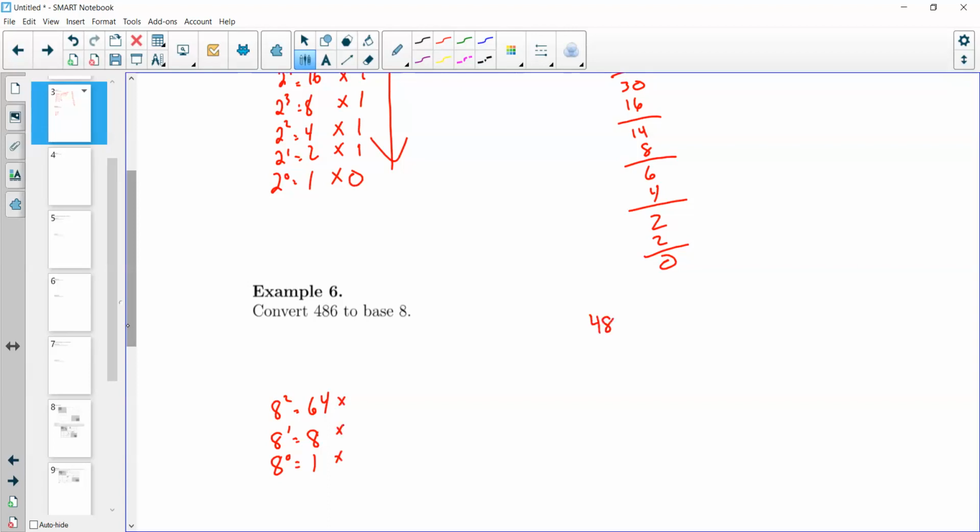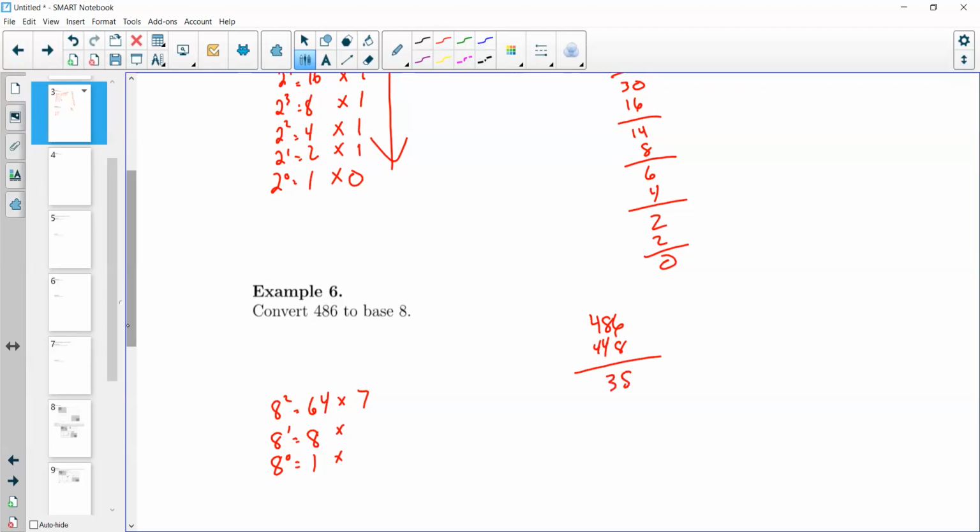So I start out with 486. How many times will 64 go into 486? It's not 1 this time. And remember, it has to be a number less than 8, because we're doing base 8. 7. 7 times 64 is what? 8, 40, 448, is that right?